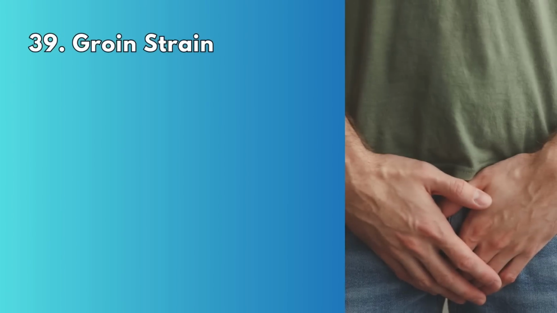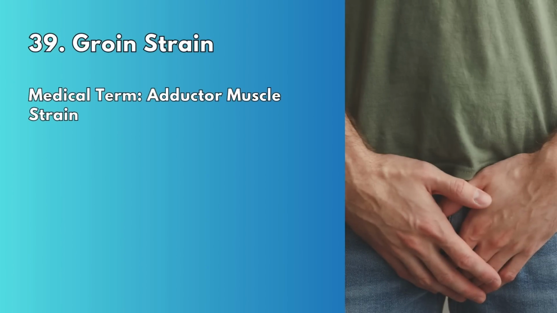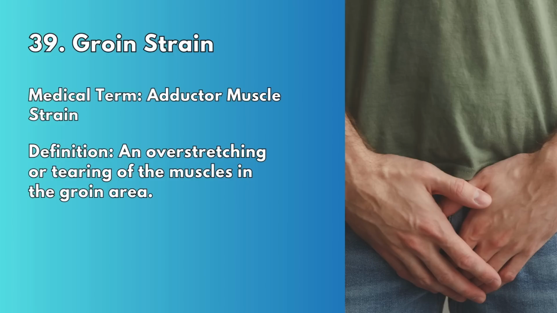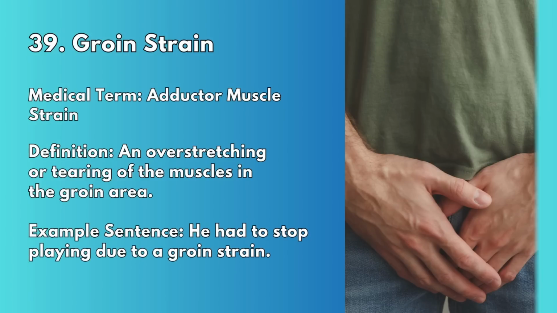Next up, we have groin strain, also known as adductor muscle strain. This describes an overstretching or tearing of the muscles in the groin area. Let's take a look at our example. He had to stop playing due to a groin strain.